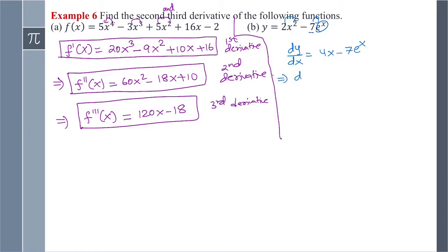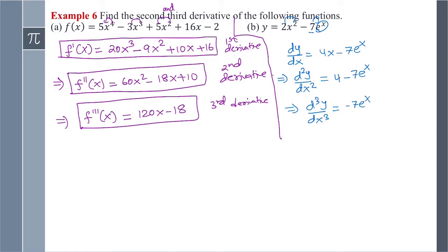Now the second derivative, we write d2y over dx2 equals, the derivative of 4x is just 4 minus, again this is a constant multiple, so 7 times the derivative of e to the x, which is e to the x. Now let's go ahead and find the third derivative. So d3y over dx3, and the derivative of 4 is 0. So 0 minus 7, so it's negative 7 e to the x.